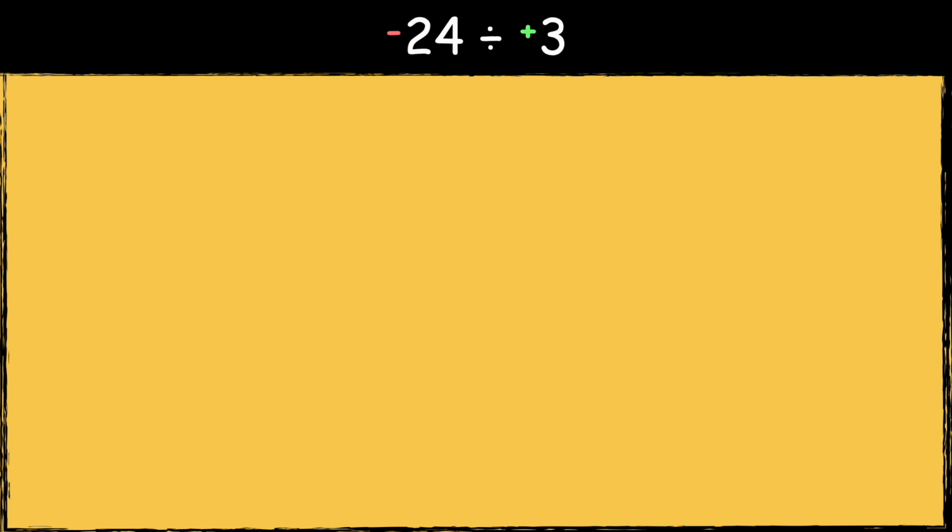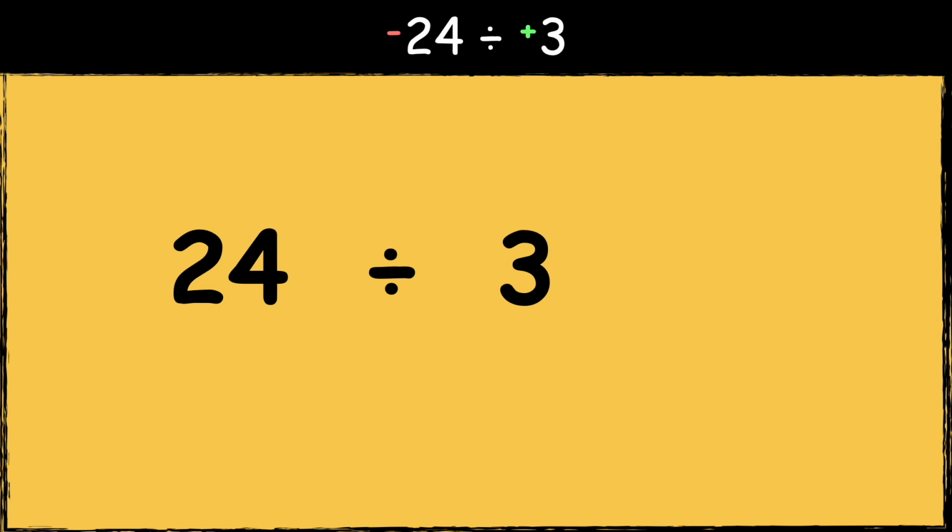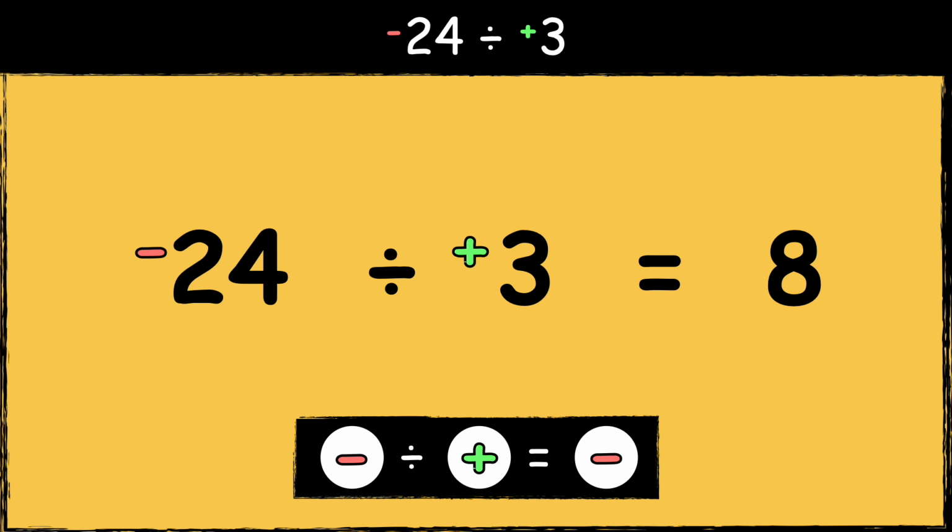Here's the last example. Negative 24 divided by positive 3. We'll ignore the signs to begin with. 24 divided by 3 equals 8. Now let's look at the signs. One number is negative and the other is positive. Since the signs are different, the answer is going to be negative. So the answer is negative 8.